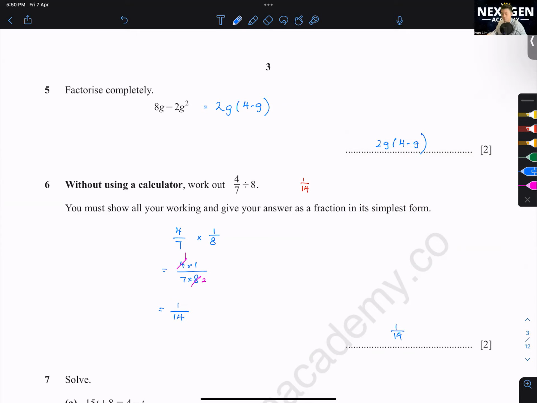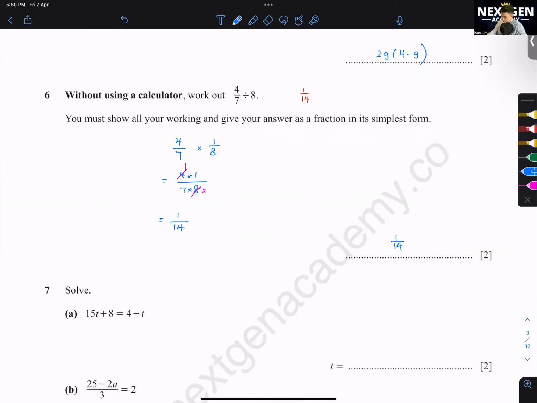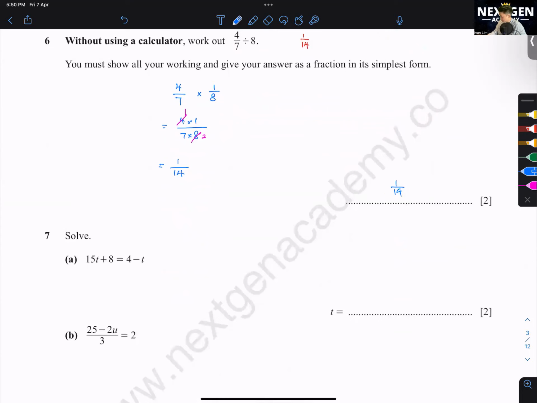Okay, just write the steps, to be safe to get the marks. Okay, question 7. 15t plus 8 equals to 4 minus t.